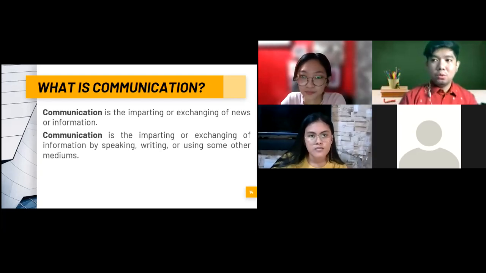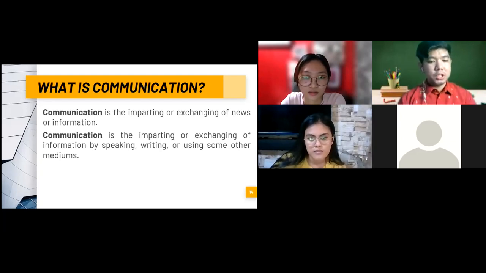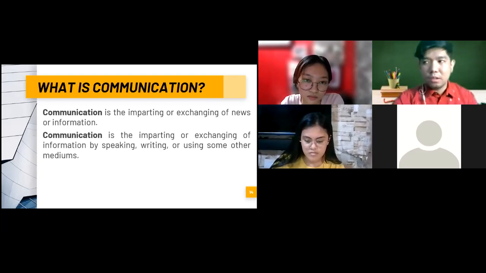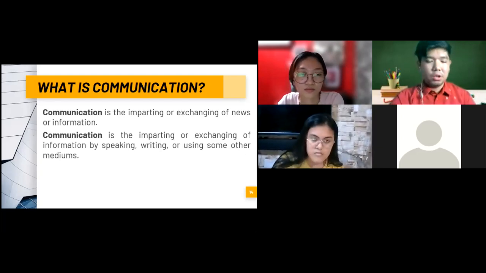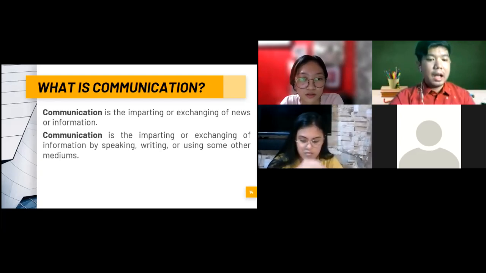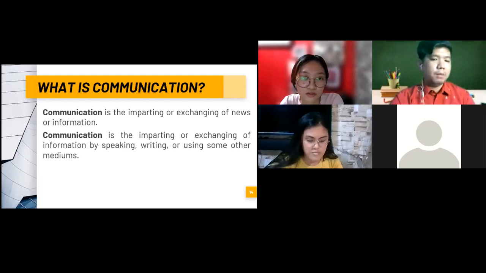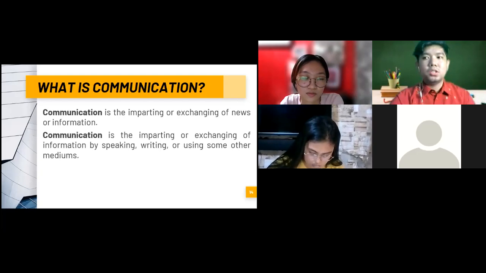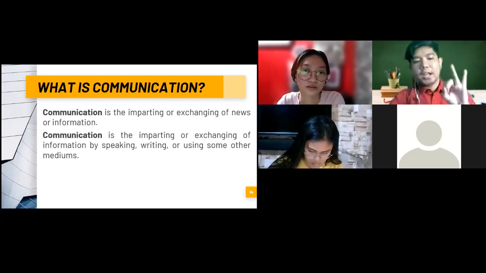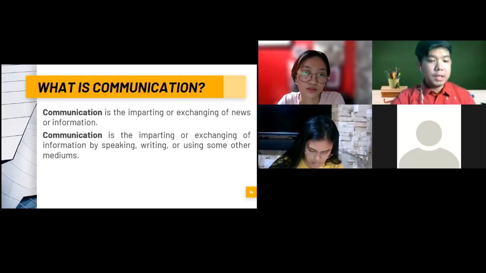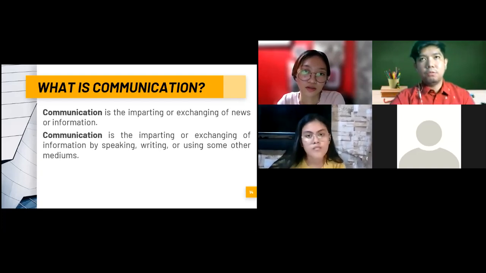If you're going to look at the first definition, it says communication is imparting or exchanging of news and information. Whereas the second one is way longer, right? Because according to the second definition, it is not just imparting or exchanging of information. It also states how communication is used to impart or exchange information, either by speaking, writing, or using some other mediums. And when we say medium, it is the channel. It is the singular form of media.